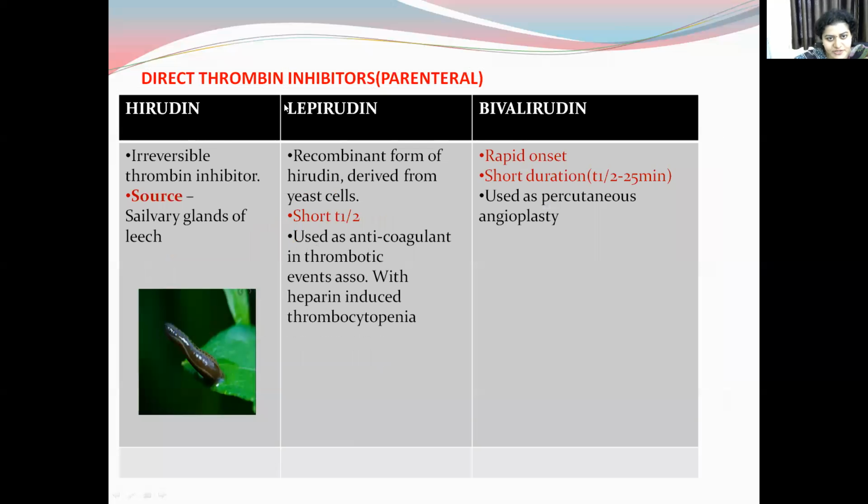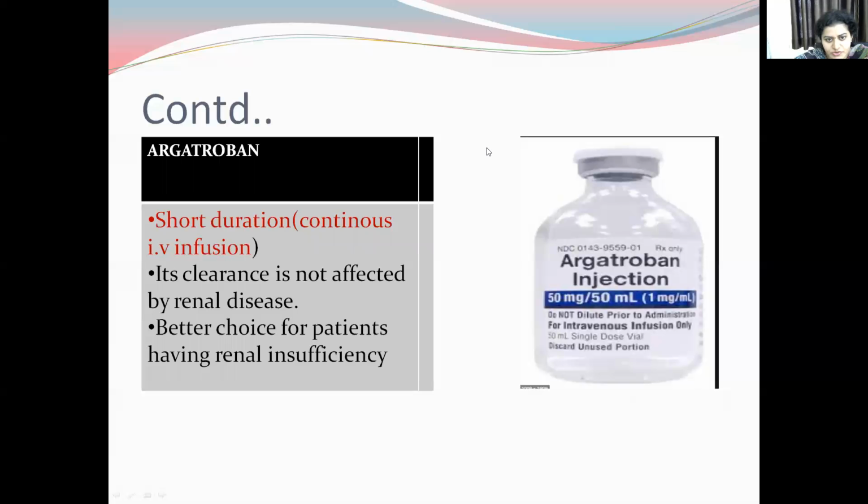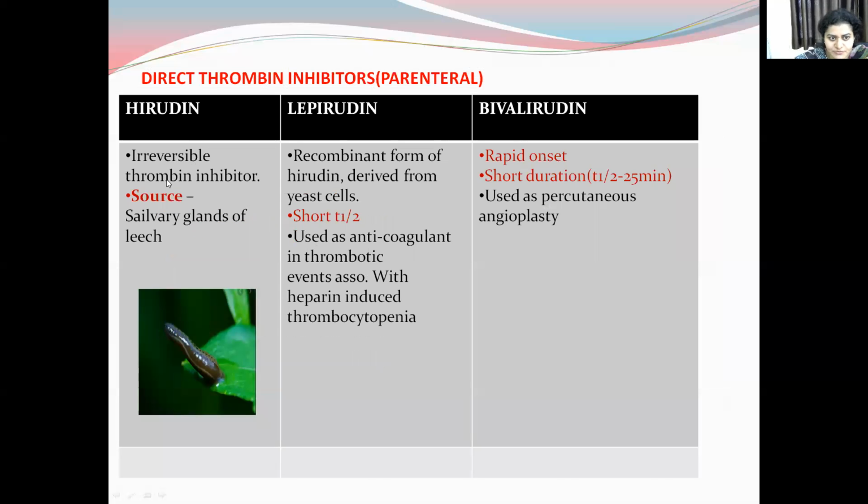So this is a better choice for patients having renal insufficiency. So remember, direct thrombin inhibitors include 4 drugs: hirudin, lepirudin, bivalirudin and argatroban. Hirudin, you remember, is an irreversible thrombin inhibitor and the source is the salivary glands of the leech. Lepirudin is a recombinant form of hirudin, mostly sourced from yeast cells, and it has a short half-life and is mostly given as an anticoagulant in thrombotic events associated with heparin-induced thrombocytopenia.